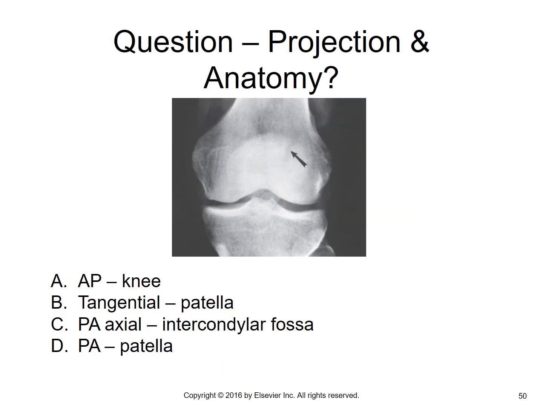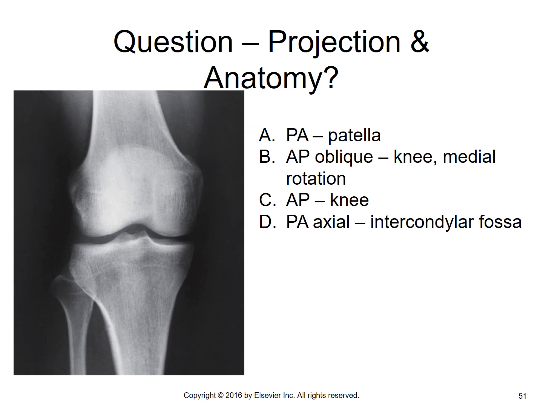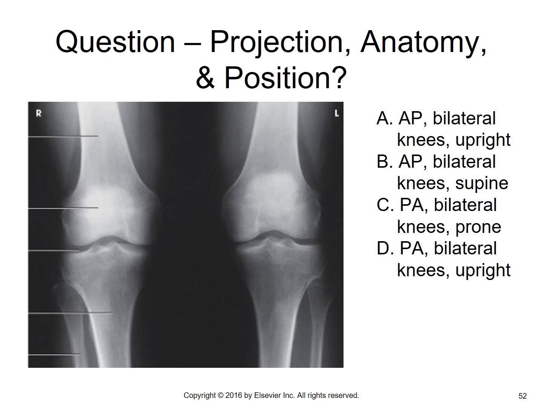Take a look at this radiograph. Let's look at your choices. And hopefully you guessed it was D, the PA of the patella. Take a look at this one. Look at your choices. Hopefully you guessed correctly. C, an AP of the knee. Take a look at this one. Here we've got two of the lower extremity on the same image. So hopefully you guessed it was A, bilateral, knees upright.